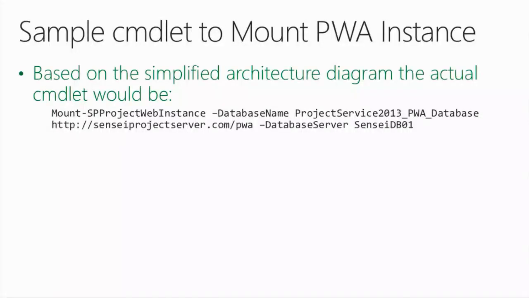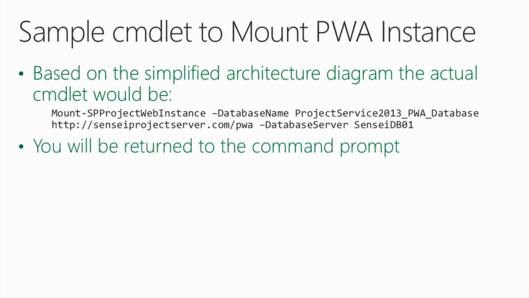Based on our sample architecture, this is what it would look like. You'd have your database name, which we've used before and are familiar with. But notice your site collection: senseiprojectserver.com/PWA. Before we were just using our web application. Now we have our site collection, which has that additional PWA on there. And then we have our database server again. Once this one gets done, it just bounces you right back to the command prompt.